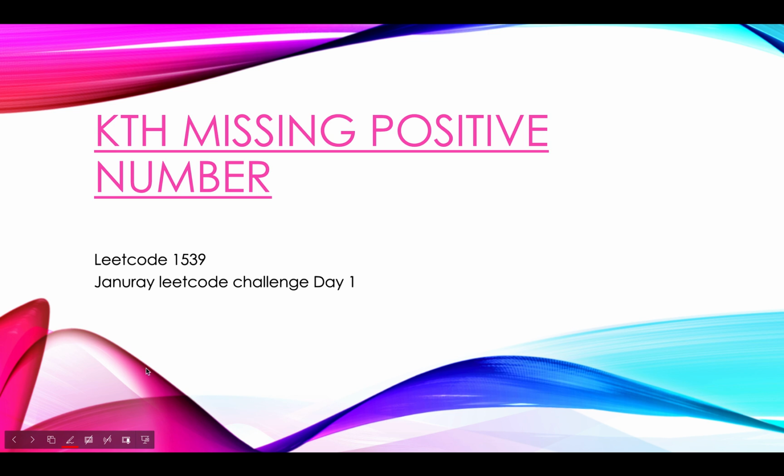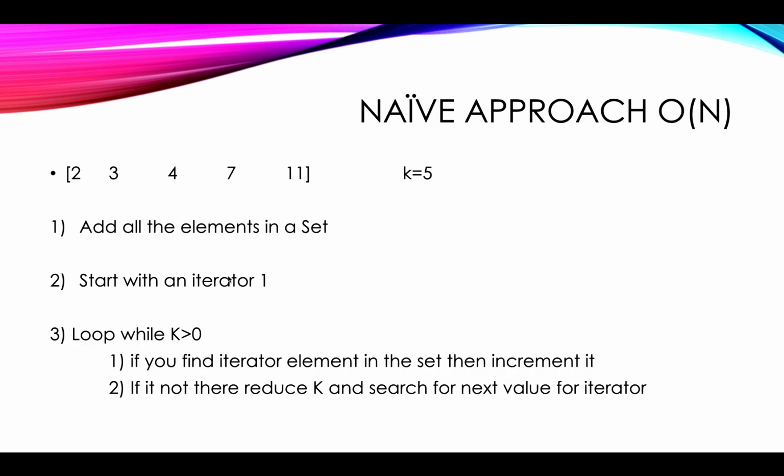Kth missing positive number. And let's talk about the naive approach. The naive approach states that let's create a set of all the numbers that are there in this array. So I created a set. The set contains 2, 3, 4, 7, 11, and it's given to us that k equals 5. Let's start the iteration from the value 1, and we'll keep on moving in the loop till we find the kth missing number. How are we going to do that?